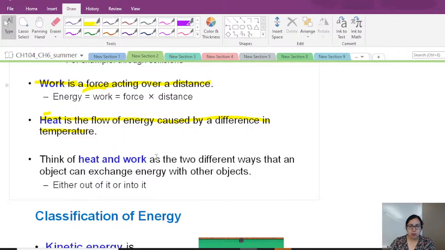And temperature is directly proportional to the kinetic energy. And so heat and work are the two main ways that an object can exchange energy with other objects, either in or out. Gases can expand, for example, so that would be the gas performing work against the environment. And obviously we have heat flow.